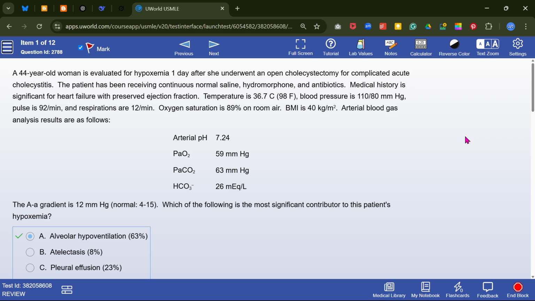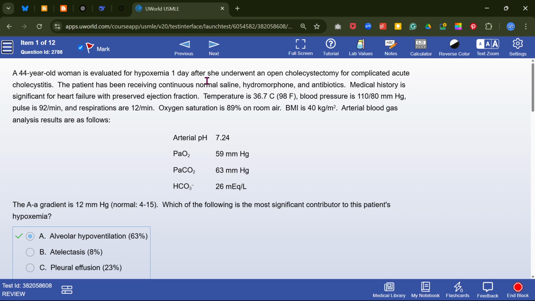If a patient comes with hypoxemia, look at the PaO2. This is found via ABG, arterial blood gas. Before jumping into the conclusion, first I would like to read the stem. A 44-year-old woman is evaluated for hypoxemia.